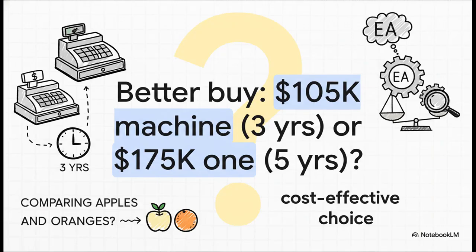So let's frame this with a classic dilemma. You need a new machine. Option A is cheaper upfront, $105,000, but it's only going to last you 3 years. Option B, it's way more expensive, $175,000, but it'll run for a full 5 years. Now your gut might just scream, go for the cheaper one, but is that really the smartest long-term move? This is a textbook apples and oranges problem, and it's exactly what EAC was built to solve.